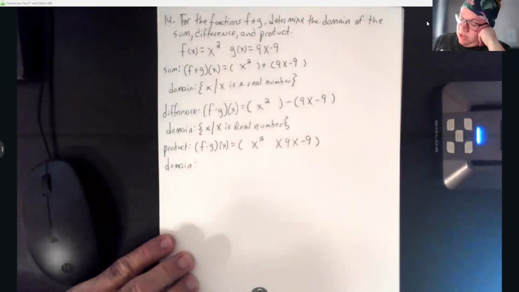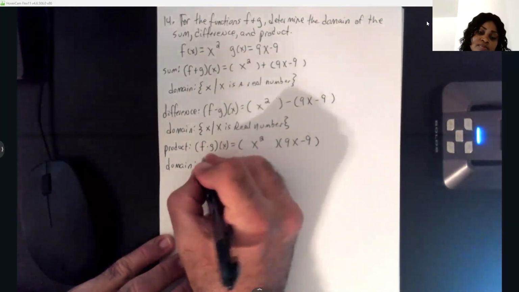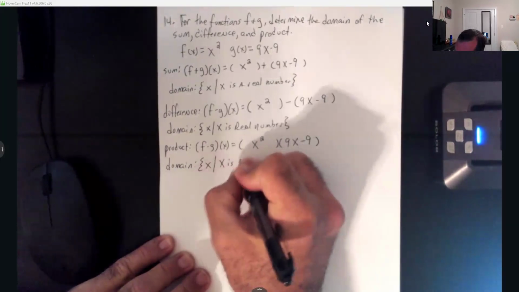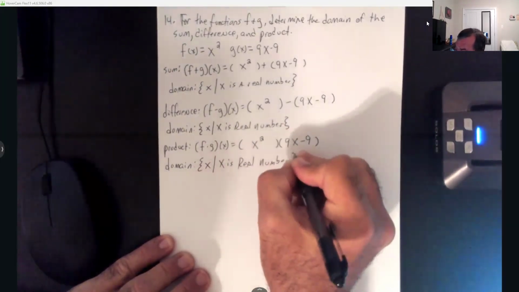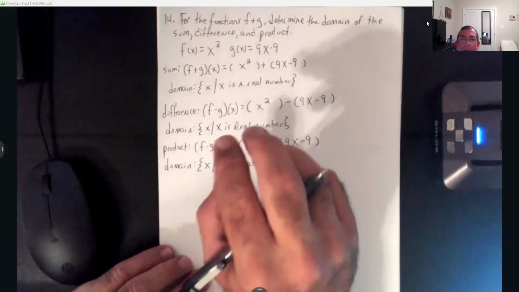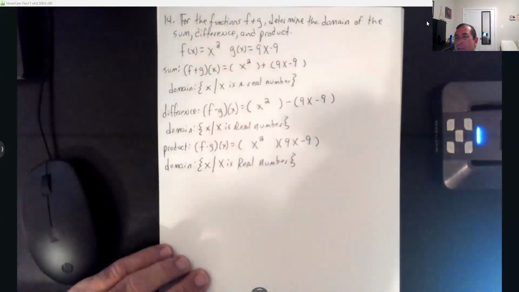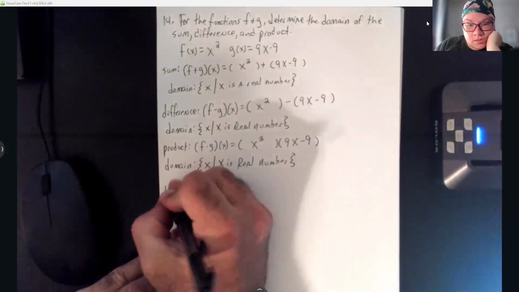It would still be x is a real number. No fractions again, so good job. x such that x is a real number. And I'll tell you a trick on these. Adding, subtracting, and multiplying pretty much always got the same domain. The one you've got to watch for is division. But they didn't ask for division on this, so we get to move on.